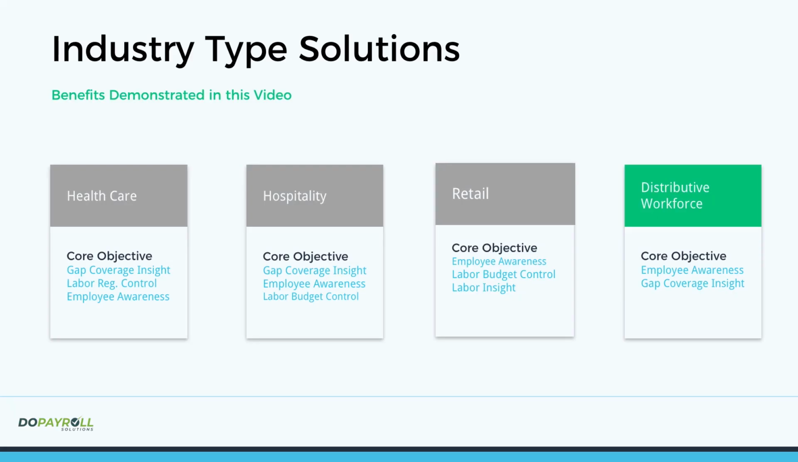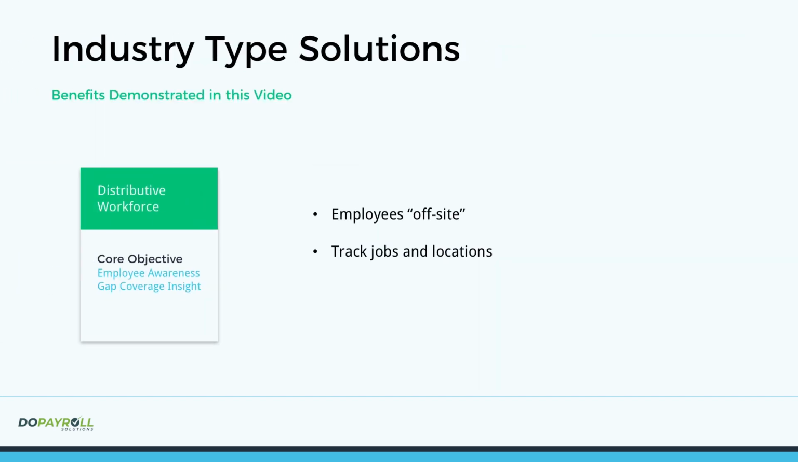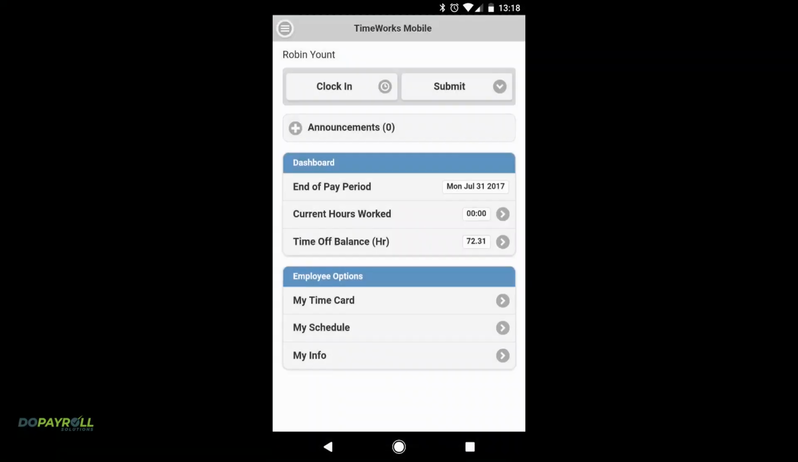When employees work primarily in the field, it presents unique opportunities for addressing a client's workforce management needs. Employee awareness and gap coverage are two objectives of value to this industry. These businesses include home health care, security services, and in some cases, hospitality. Employees are off-site and often need to know more than just when they are working, but also where they are working. Mobile app usage would be a great place to start, since TimeWorks Plus's mobile app provides a way for punching in and out without a clock.